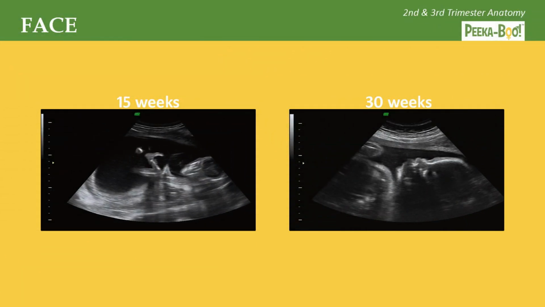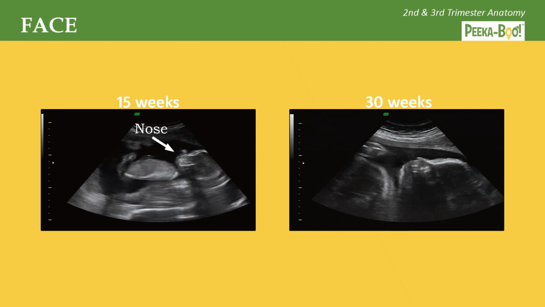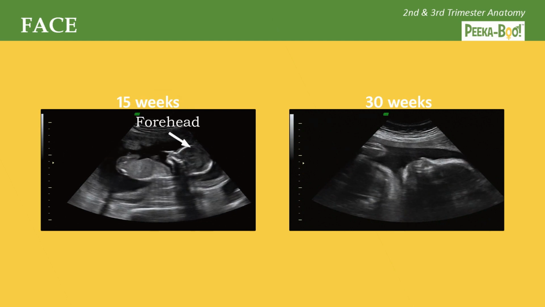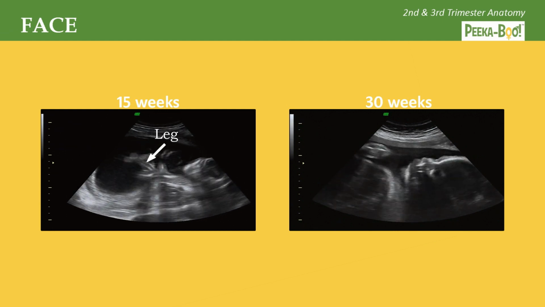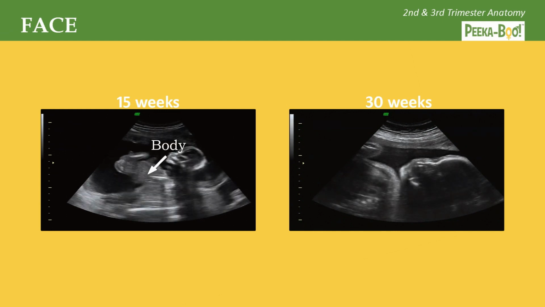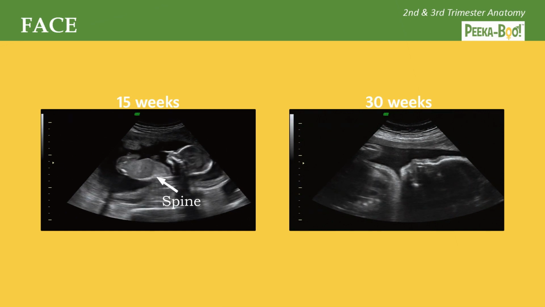This is what the face looks like in profile very early in the second trimester. Which features of the head and body can you clearly identify? Here we have labeled the skull, forehead, nose, body, spine and leg to make them more obvious.